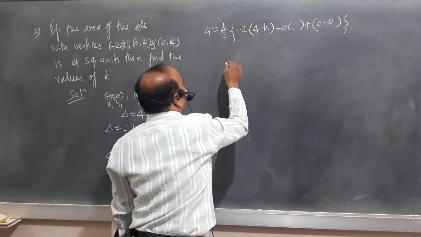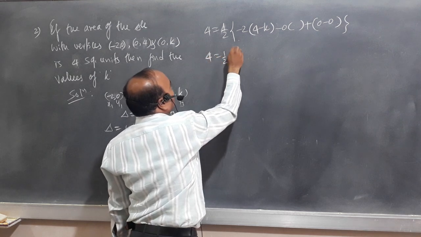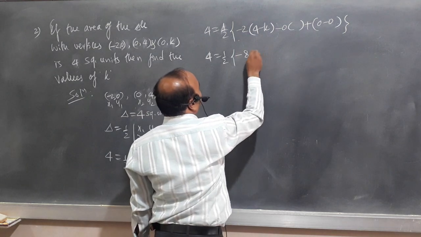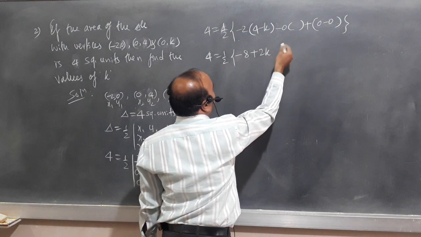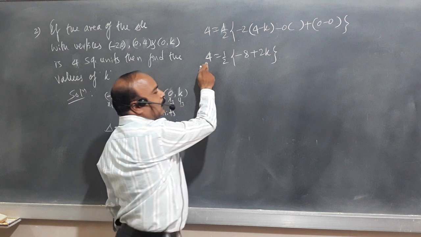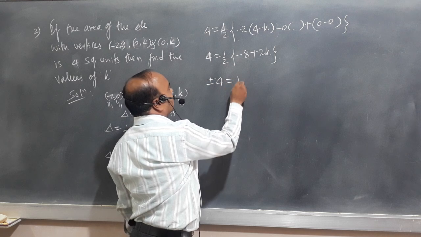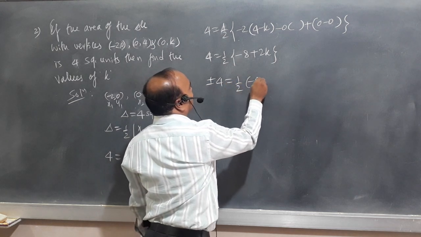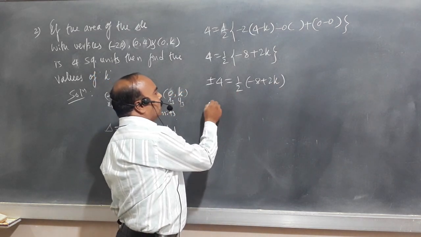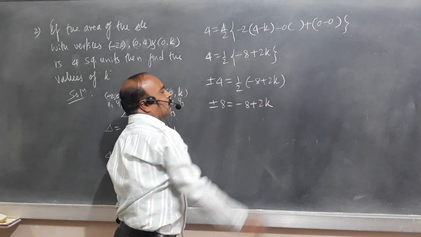Now we write it as 4 equal to 1 by 2. It is minus 2 into 4 minus 8, minus into minus plus 2k, remaining two terms are 0. Now as I told, this 4 is converted into plus or minus 4. Plus or minus 4 equal to 1 by 2 into minus 8 plus 2k. Now cross multiplication, 4 into 2, 8. We get plus or minus 8 equal to minus 8 plus 2k.